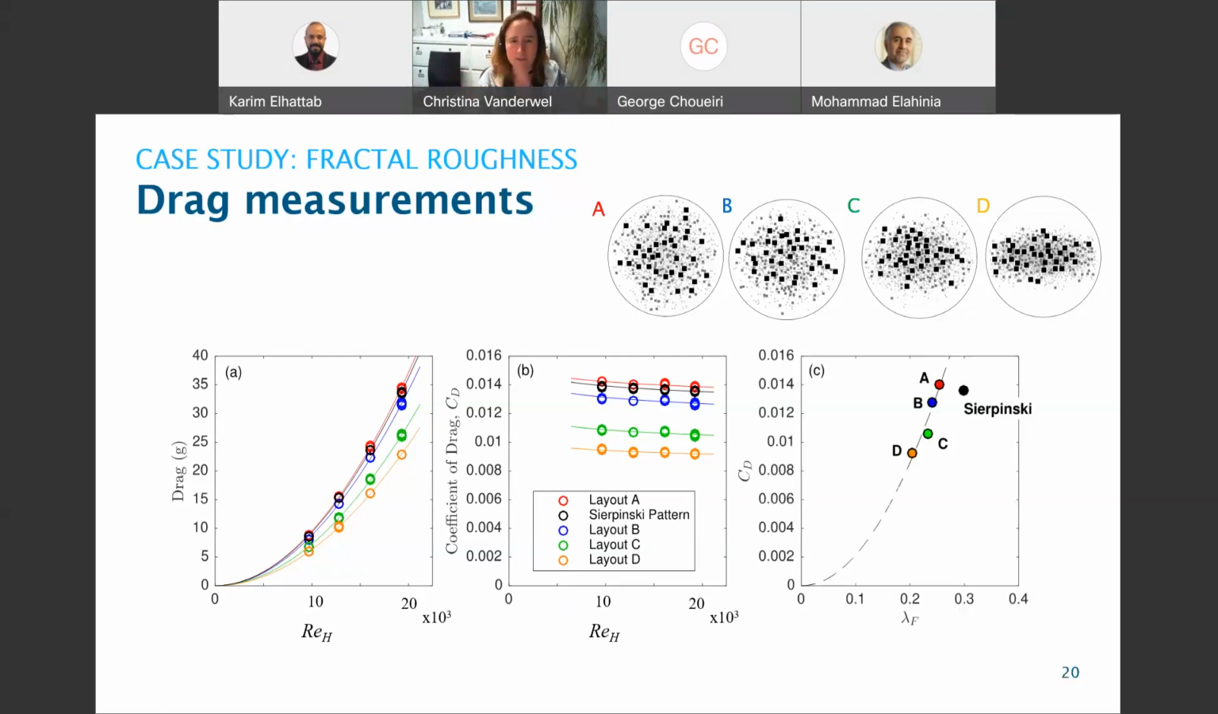And if we extract that, I told you that the 4 patterns that I made were ordered with solidity. So if I plot those coefficient of drag values versus the frontal solidity of each patch, actually we find the 4 random arrangements fit very nicely on a curve. And it's this Sierpinski carpet organized pattern that falls off the curve.